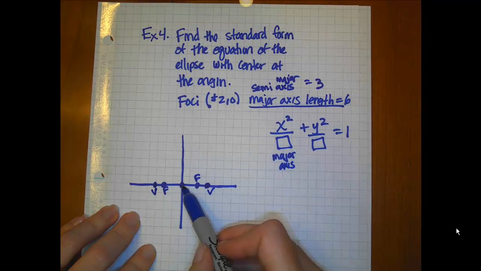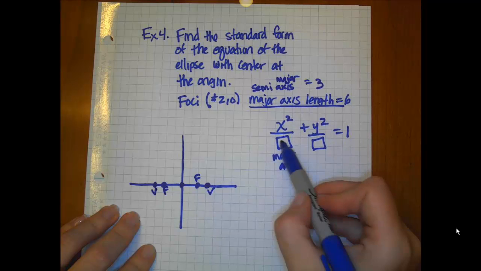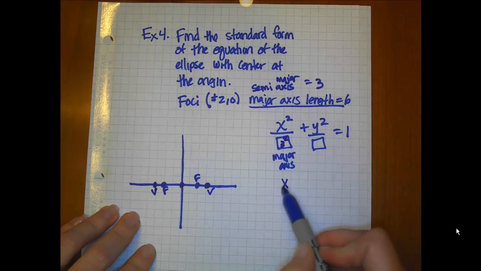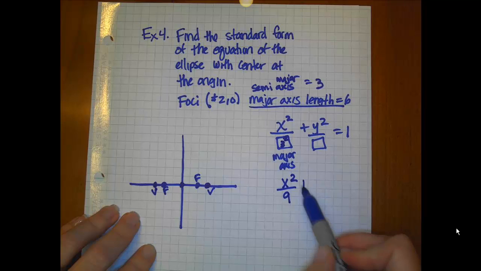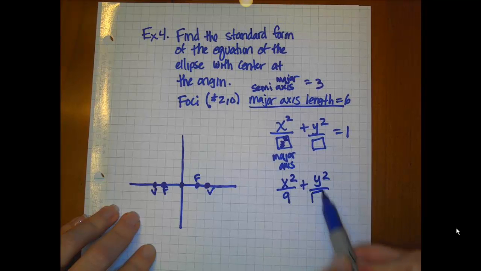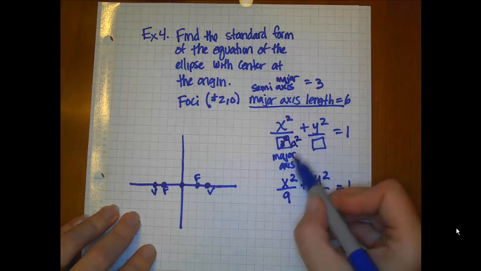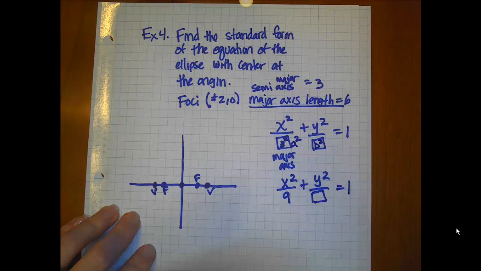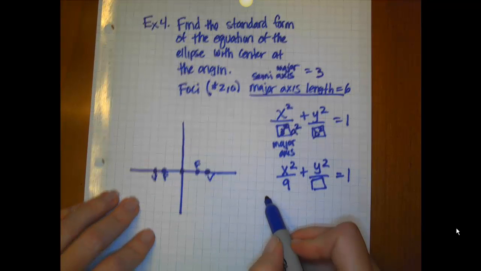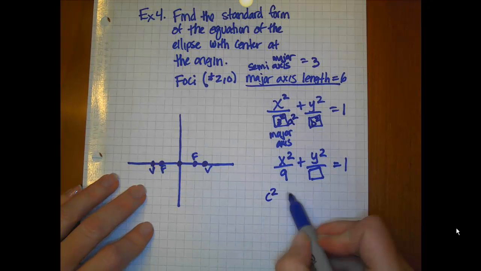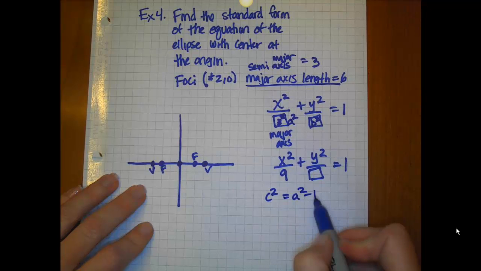So that means if I take the semi-axis 3 squared, I know so far I have x squared over 9 plus y squared over a number I need to fill in equals 1. So you can also think of this as the form x squared over a squared, where a was my semi-major axis, and I need to fill in the b squared underneath the y squared. All right, well, I know that in order to find the foci, I can use the formula c squared equals a squared minus b squared.